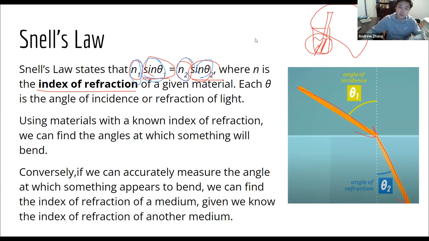You don't have to know this formula, this is just something that I think helps demonstrate this idea of different angles of incidence.